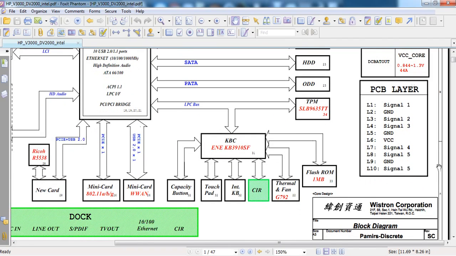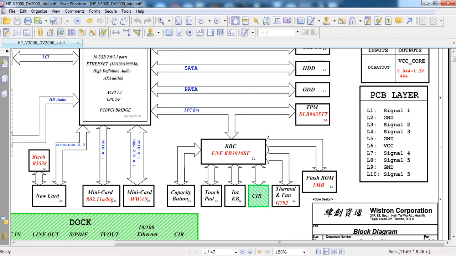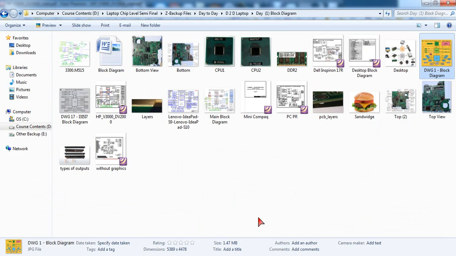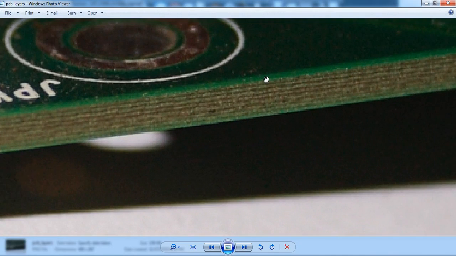And these are the layer details, PCB layers. This is a 10 layer notebook motherboard. Okay, this is a 10 layer notebook motherboard. The motherboard is not single layer. This is the top layer, this is the bottom layer, that is, this is layer 1, this is layer 10. In between there are 8 layers.